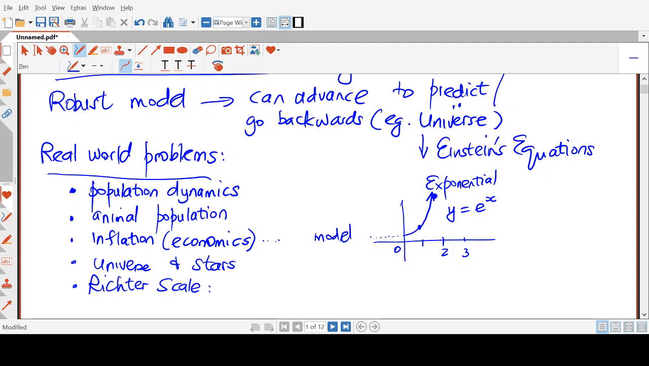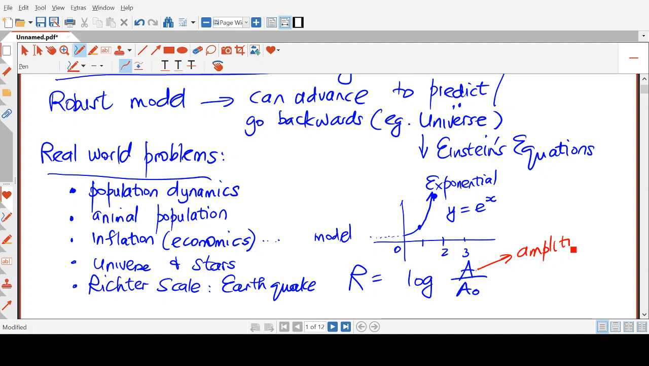Used to measure earthquakes. Yes, exactly. Earthquake, like the Richter scale: R is equal to log A over A naught. The A here is the amplitude of the seismic wave you were speaking about.